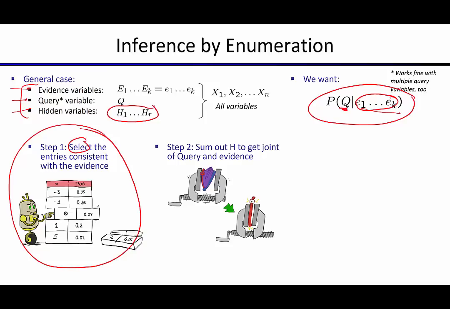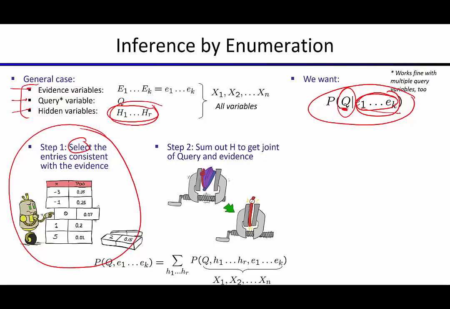So what does that mean? You'll have a new table where your evidence variables will always take on the right values, but then your query variables and your hidden variables will still take on all possible values, but you don't care about what value your hidden variables take on, and so you need to somehow get rid of them. The way you get rid of them is by summing over the values they can take on. We'll see examples in a second.